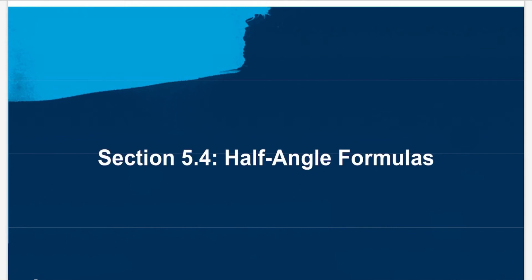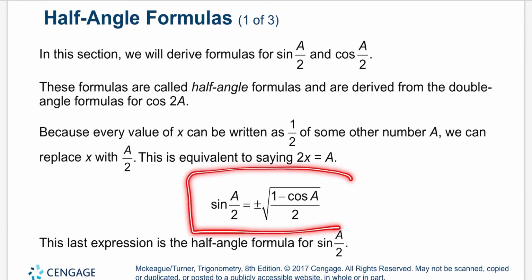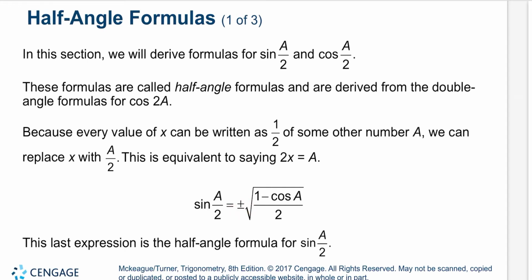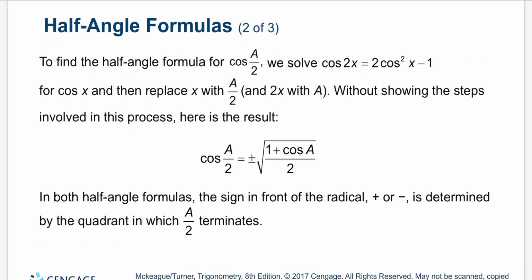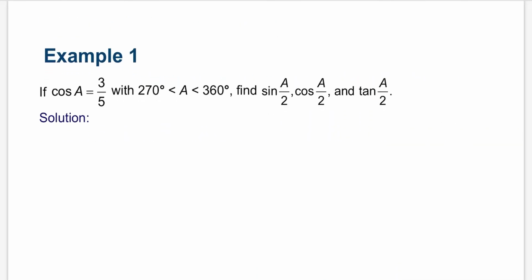5.4 half-angle formulas. So here's the first formula for sine of A over 2, plus or minus. Plus or minus tells you that you need to check the quadrant. If the sine value is positive, then you would choose a plus, and if the sine value is negative, then you would obviously choose a negative value. Same thing for cosine. So here's our first example.